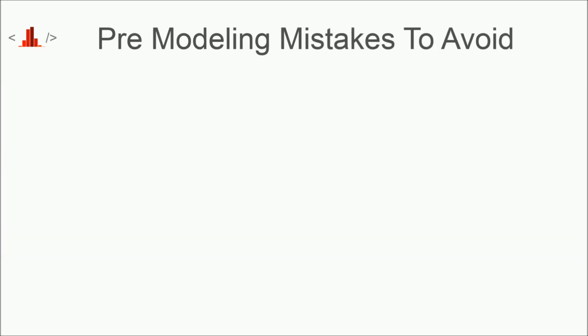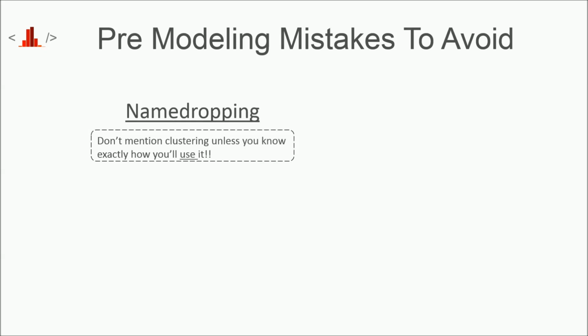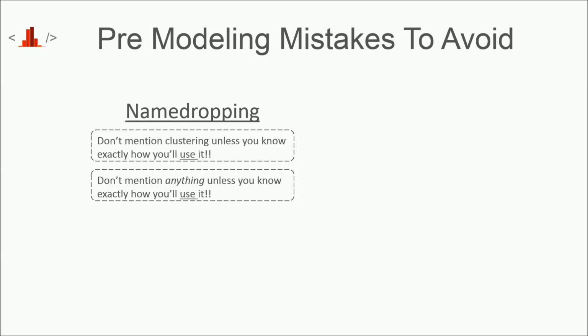We've got some mistakes to avoid. Importantly, name dropping. I mentioned earlier about clustering. Don't mention clustering unless you know exactly how you're going to use it. And don't mention anything unless you know how you're going to use it. Too many people will back themselves into a corner. They'll start describing a technique, and then as we start to drill down, they don't really know what's going on underneath it. They don't fully understand what they're doing.